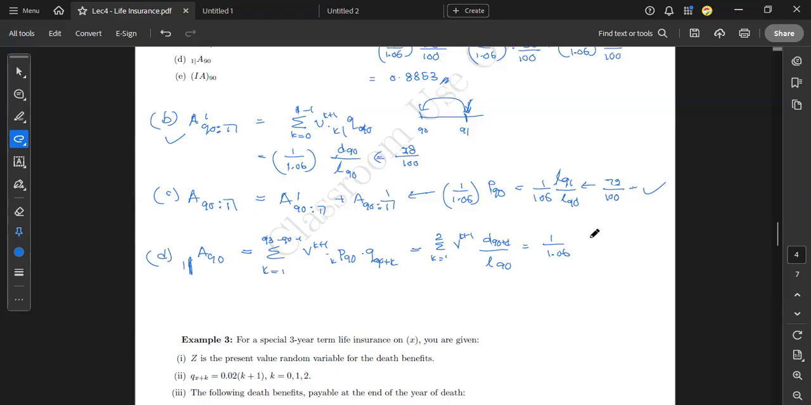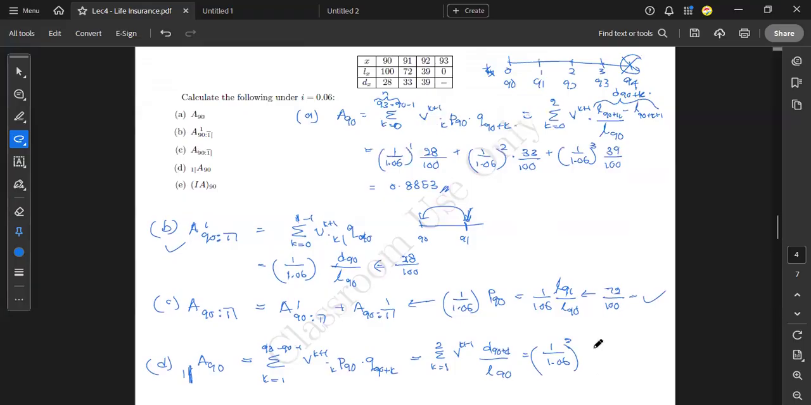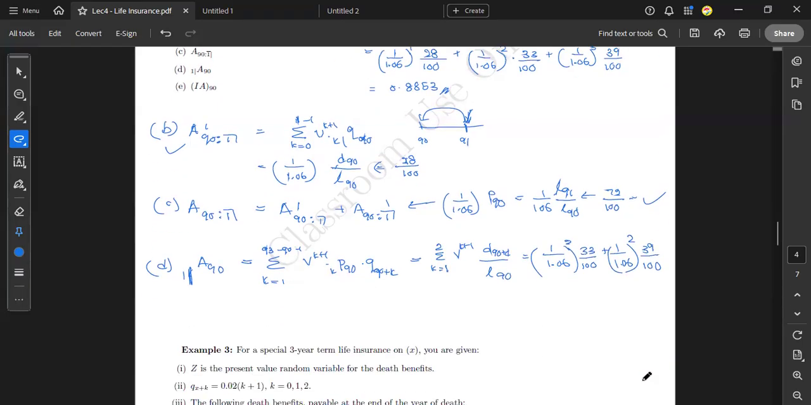So it's 0, 1. When k is equal 1, that means we need to discount it by k plus 1, so 2. And this one, again, 33 divided by 100. And for this one, 39 divided by 100. So you will get the answer for this one.